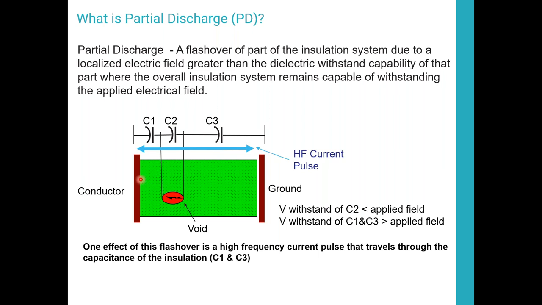But every time that happens, you get a change in voltage, you have to have a change in current. So you get a high frequency current pulse that goes through the insulation to ground. And that's one of the things we're going to be looking for, this current pulse through the insulation caused by these little arcs, these partial discharges occurring within the insulation, and we're going to look to detect that current pulse. Usually up well into the megahertz range, so it's a very high frequency, low amplitude current pulse that we're looking for.